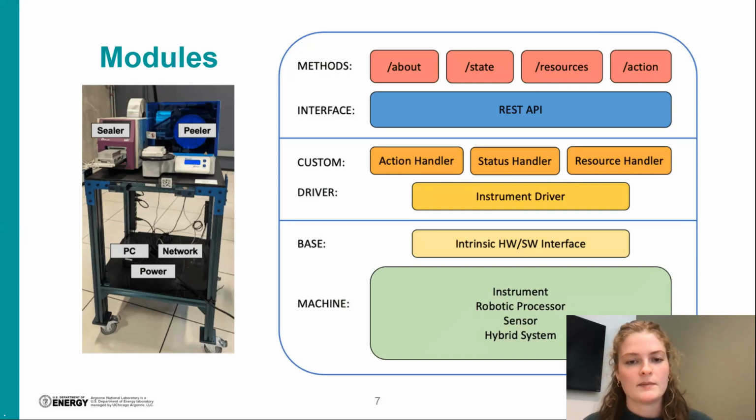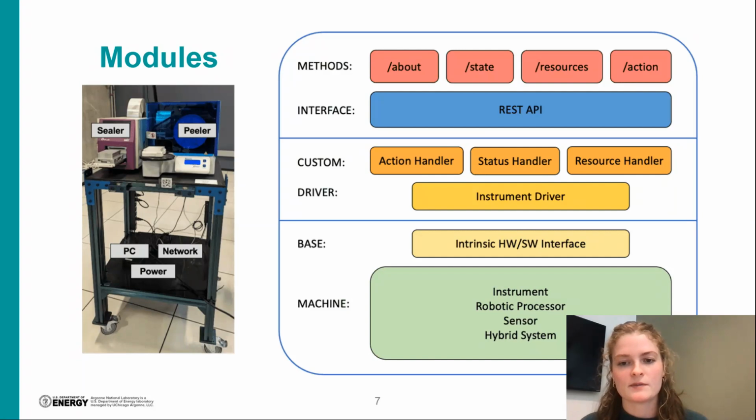So the picture to the left is actually two modules. There's a sealer and a peeler. Each of those has their own software layers on top, but they've just been paired together on a cart, which is kind of our hardware attempt at modularity, because they have actions that are similar to each other. You probably wouldn't want to seal something without the ability to peel it.